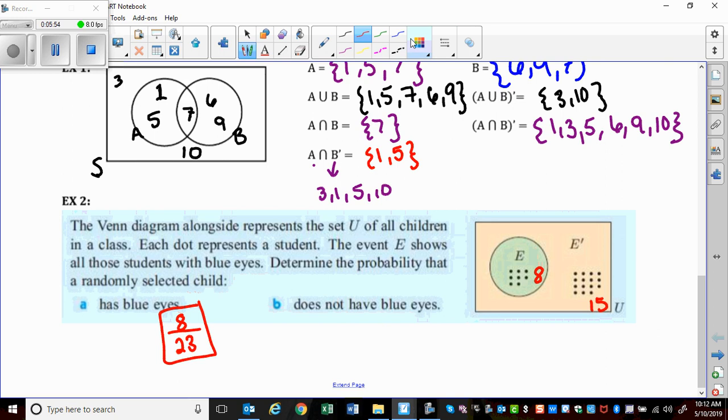Now, does not have blue eyes. That's going to be this part right here. So this is 15 over 23. Do not have blue eyes. The total is equal to the total number in this set, 23, just so we know where this 23 came from.